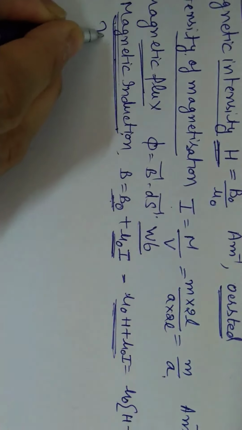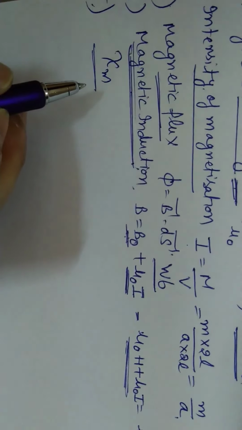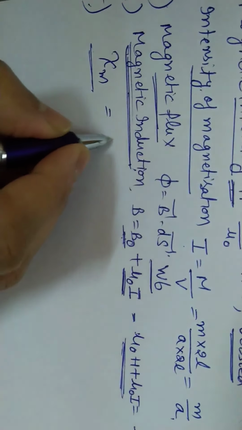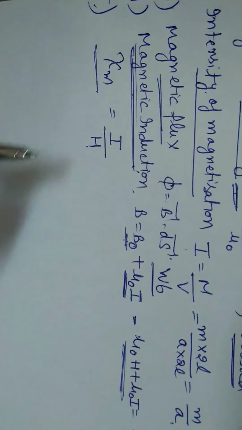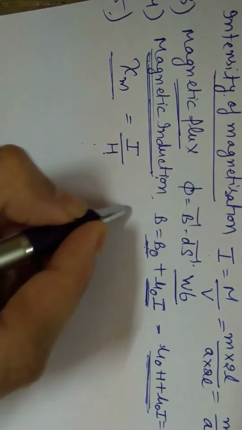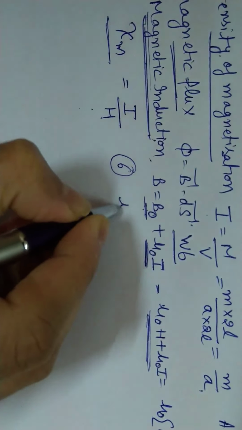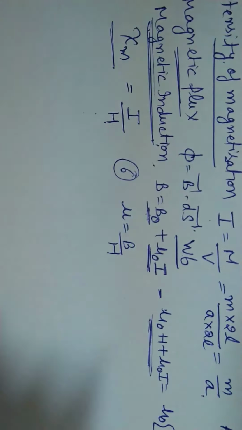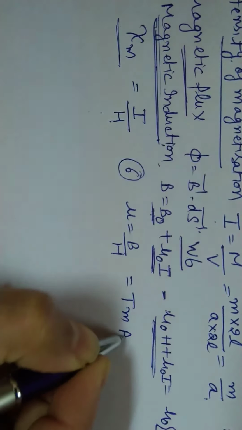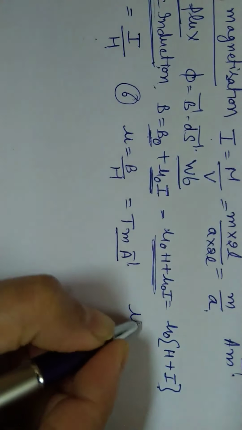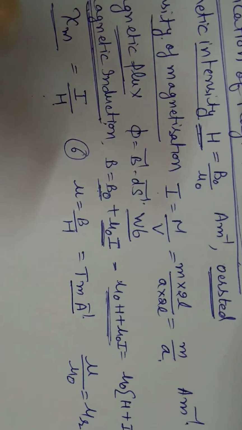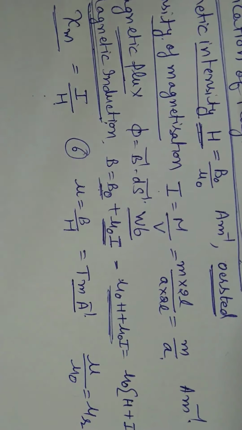And the fifth is susceptibility, chi m, the magnetic susceptibility, the ratio of intensity of magnetization to magnetic intensity, I upon H. It has no unit, it is a unitless quantity or number. The sixth term is called magnetic permeability, that is B upon H, the magnetic field over the magnetic intensity, and it is Tesla meter per ampere. The term mu upon mu naught is called relative permeability. So these are the terms that we have to use to classify the materials.